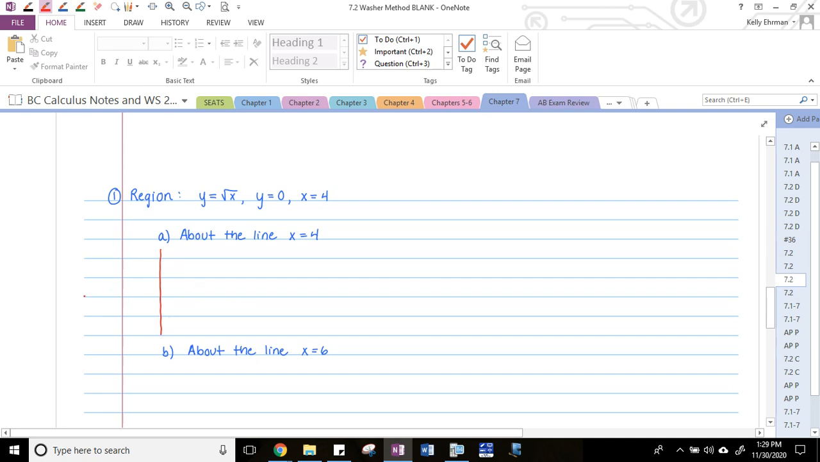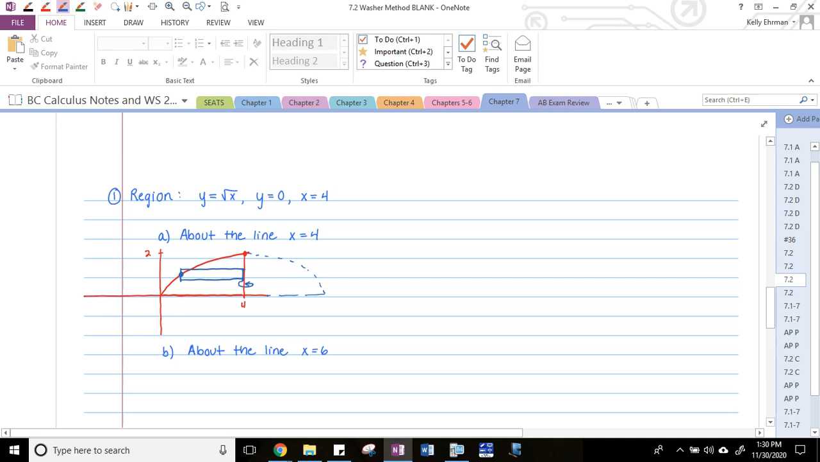So square root of x looks like this. If x equals 4, y equals 2. Y equals 0 is this section here. So here's our area that we're looking at. We want to rotate it about the line x equals 4. So we want to send it around this thing, which means it's going to make a dome shape over here. Your representative rectangle looks like this.